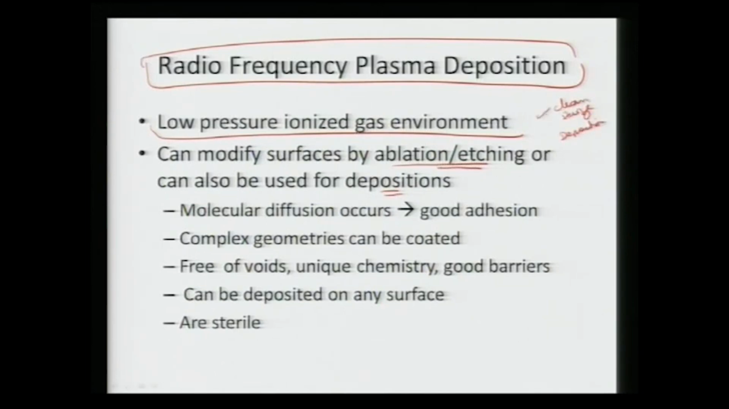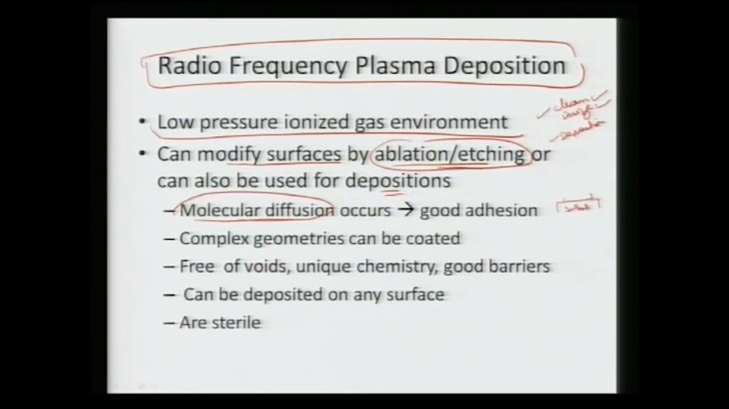So, we can see that radio frequency plasma deposition is also called a glow discharge process. It can be utilized for cleaning the surface, even sterilizing the surface, or even depositing a different material onto its surface. So, it can easily modify the surfaces by either etching or ablation. What it does is it allows molecular diffusion to occur, and once molecular diffusion is occurring, it can allow the penetration of this particular chemical species onto the substrate.